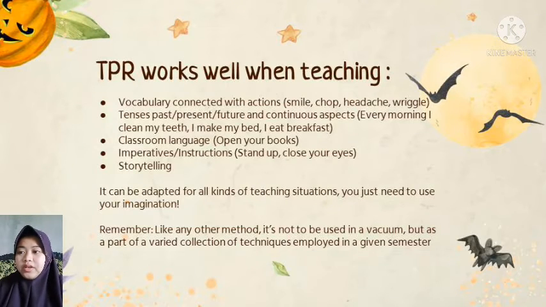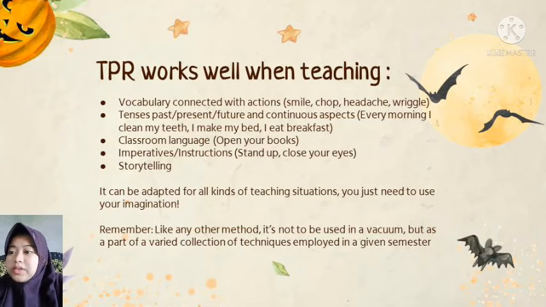The TPR method works well when teaching: Number 1, vocabulary connected with actions. Examples are smile, jump, headache, and wiggle. Number 2, tenses, past or present or future and continuous aspects. The example is every morning I clean my teeth, I make my bed, and I eat breakfast. Number 3, classroom language. The example is open your books. Number 4, imperatives or instructions. The example is stand up or close your eyes.